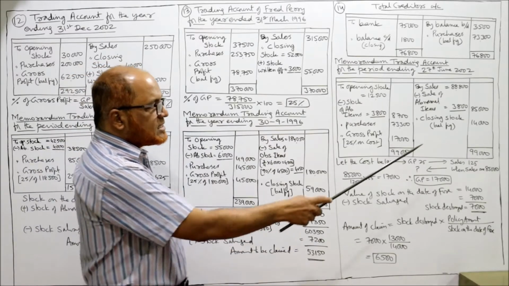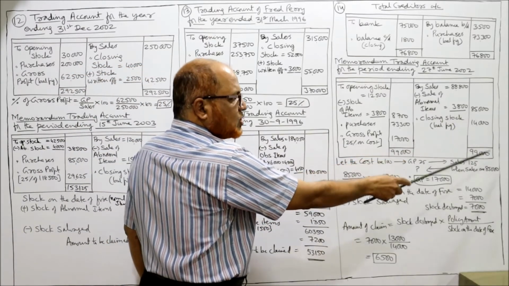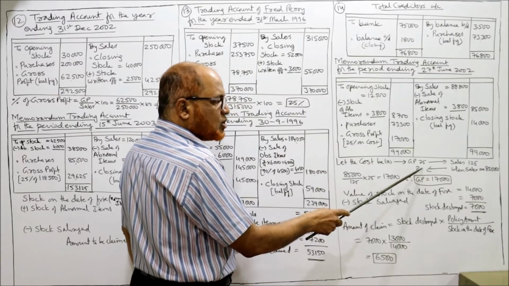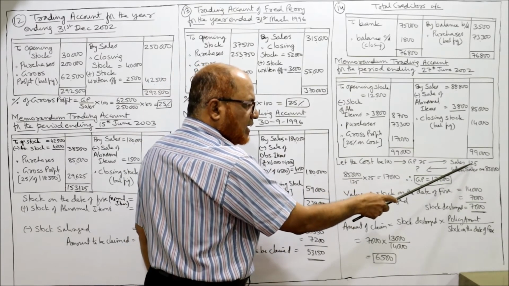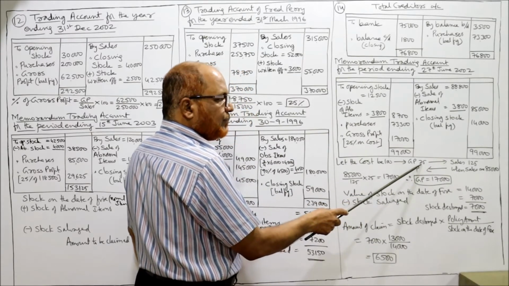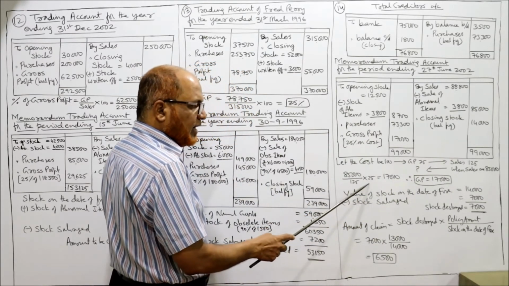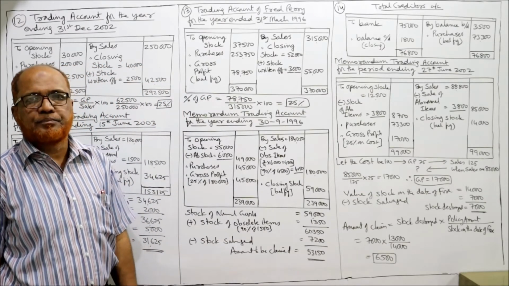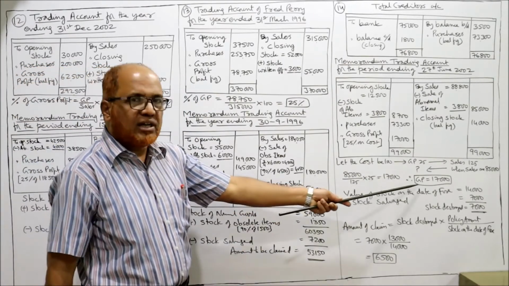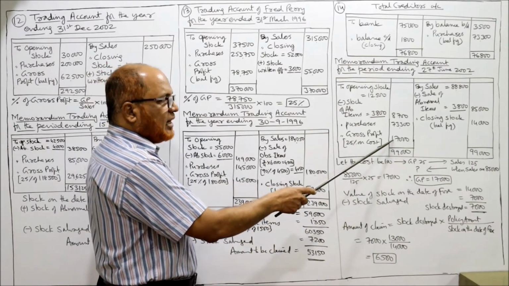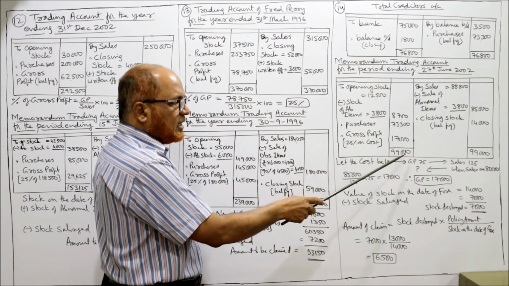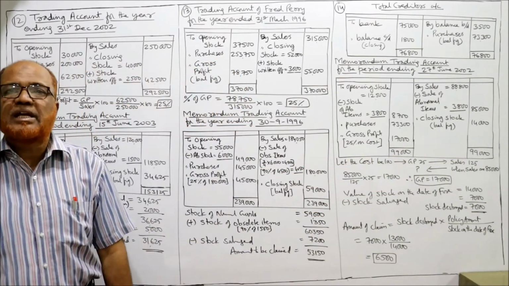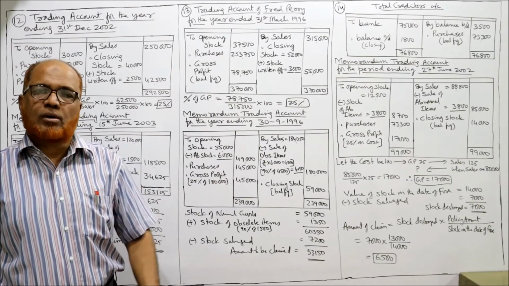When the actual sales is 85,000, how much would be the gross profit? So 85,000 divided by 125 into 25, 17,000 rupees is the gross profit. Gross profit comes to 17,000. तो ये 17,000 gross profit ले लिए. Now take the total on the debit side, 99,000. 99,000 minus 85,000. You will get 14,000 is the closing stock.